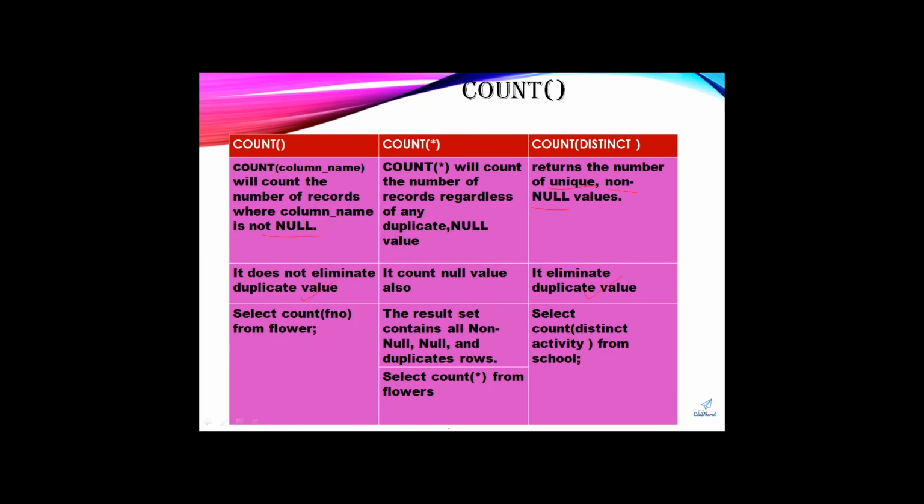If I write select count star from flower, it will count null values, duplicacy, and not-null values. All will be counted. But in this case, it is count distinct activity from school. Suppose in your school or college there are so many activities, but it will take only the unique ones. Suppose 2 activities, cycling or maybe gym, any activities, basketball, cricket. It will take only one if it is repeated. Okay, so these are the commands.